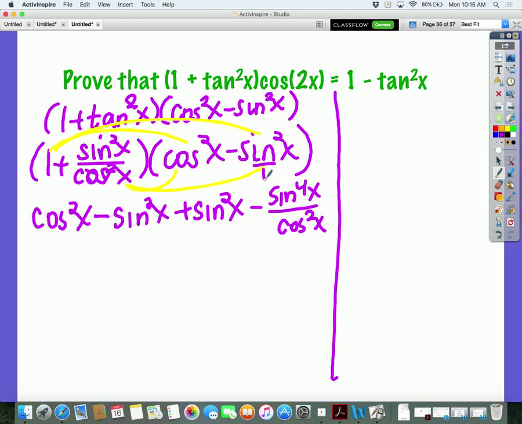Let's put sine in the middle. So now from here, we have a negative sine squared x and a positive sine squared x, so those cancel out. You see how it's getting smaller right in front of us?